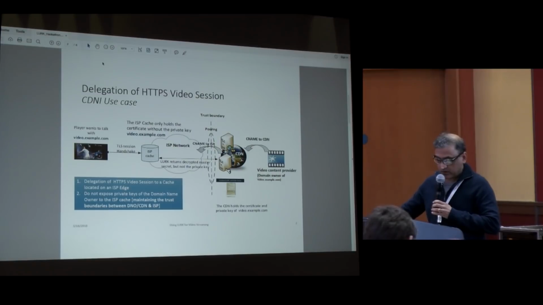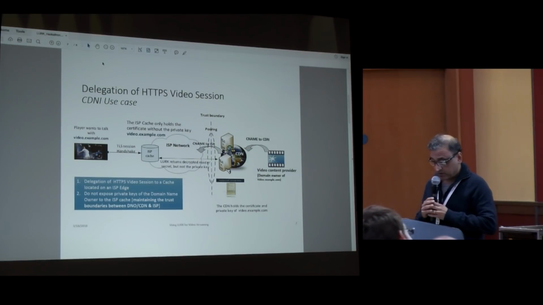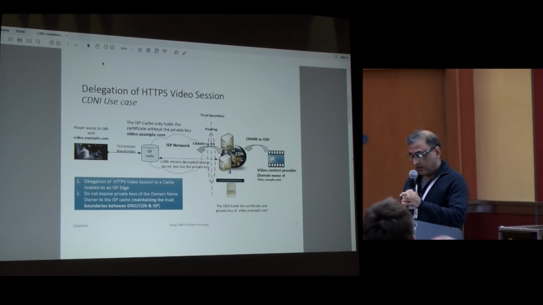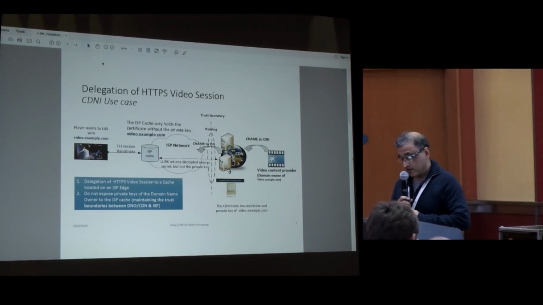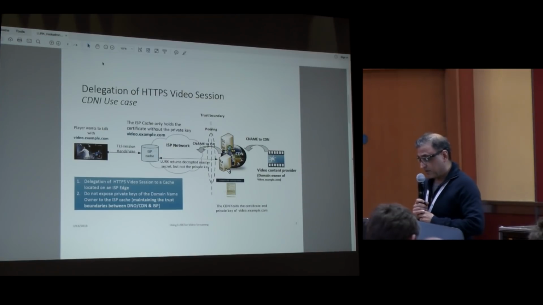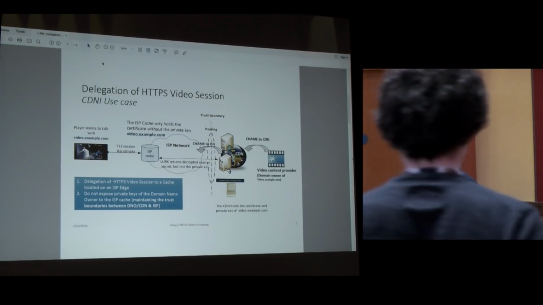The key goal for our interoperability testing was to ensure trust boundaries are maintained, as you see here in the picture, and also that end user privacy is not breached. A couple of other things to call out: in the delegation model, the trust boundaries are maintained, and the redirection, whether it's DNS or a simple HTTP redirect, can occur. Also, the ISP caches only hold the certificate without the private key of the content provider, in this case video.example.com. All the decryption material and keys are held by the Lark server, which returns the decrypted master secret, but not the private keys.